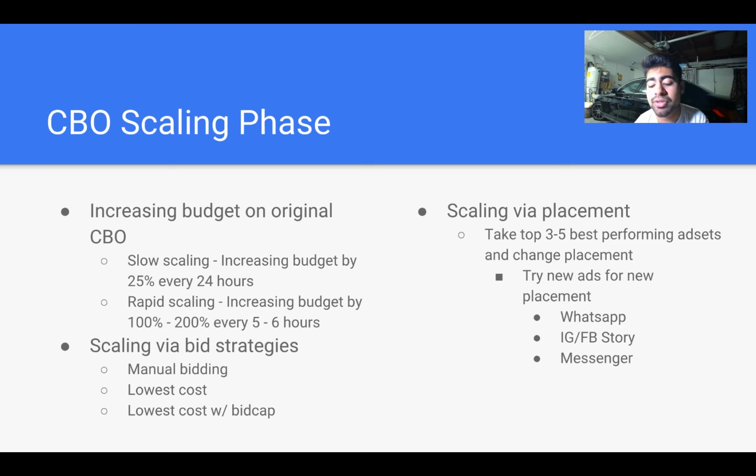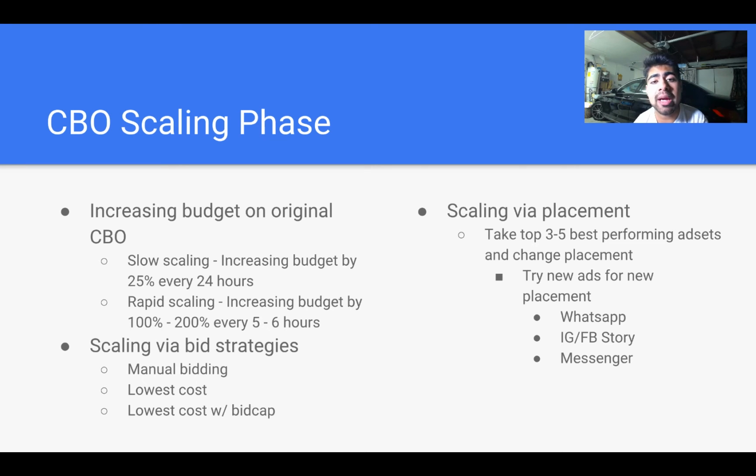Another option for you is to scale via bidding strategies. Again, as I mentioned in my last slide, you can do manual bidding, lowest cost bidding, or lowest cost with bid cap. And again, what this is going to do is it's going to let you play around with each of these strategies so that you can find out which strategy works the best for your ad account.